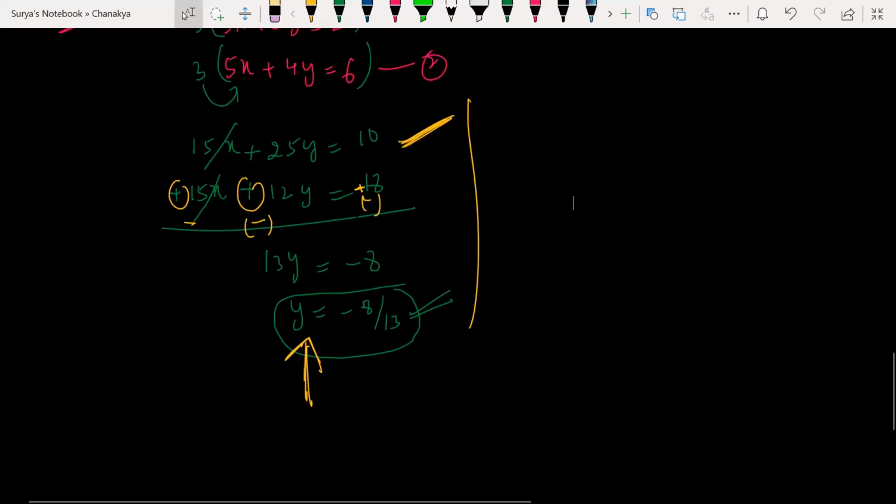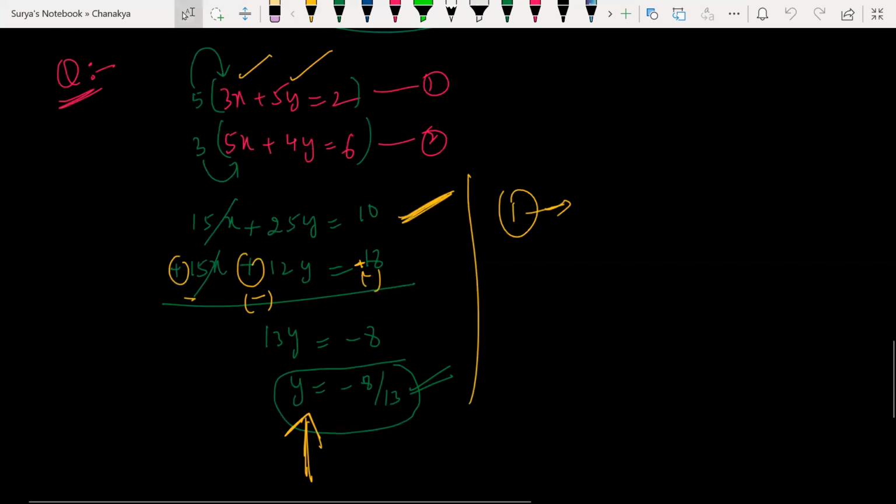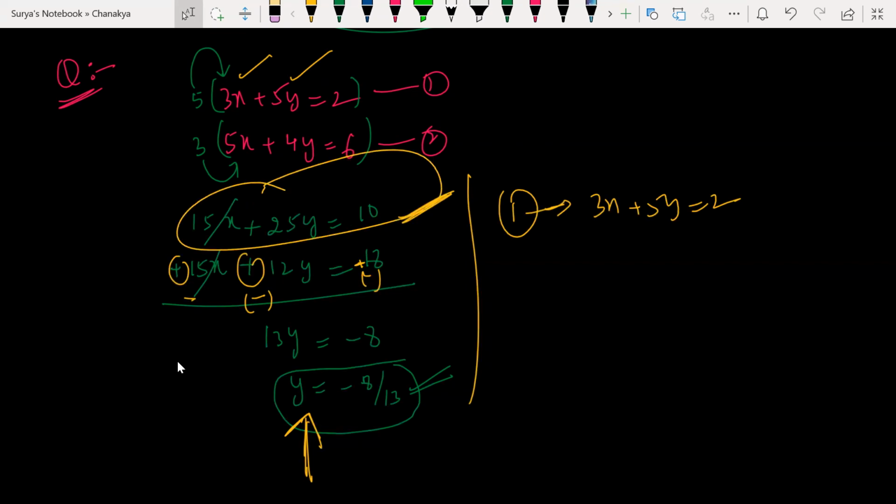You need to substitute the y value I got. What was the first equation? Look at this: 3x plus 5y is equal to 2. You can substitute in this equation or in the other equation. Anything is fine.